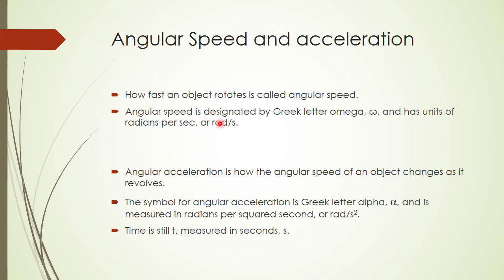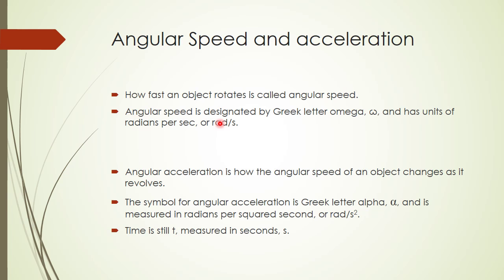Angular acceleration is how the angular speed of an object changes as it revolves. So if something's speeding up its revolutions per second, then it's accelerating angularly. Think of a ceiling fan getting turned off and it slowly slows down to a stop. It's accelerating its rotation, or it's decelerating.